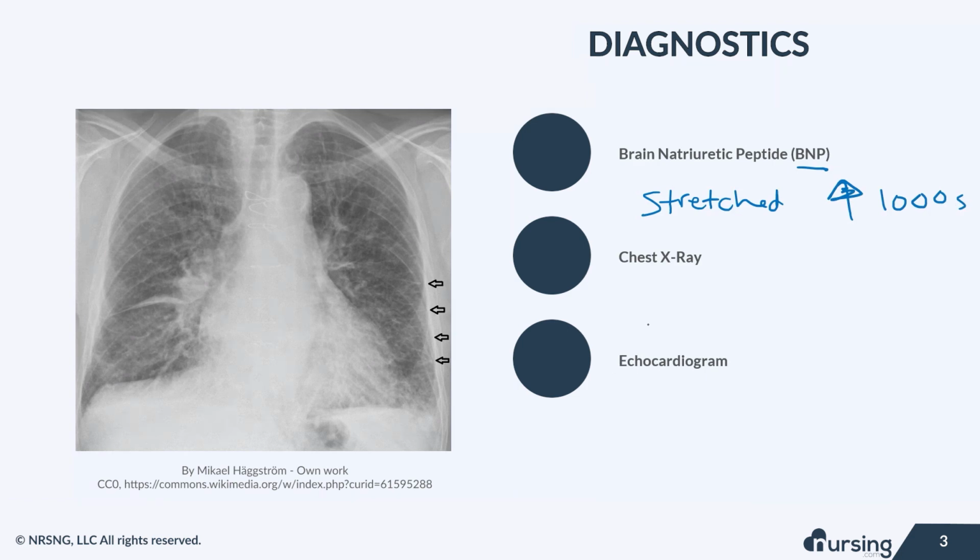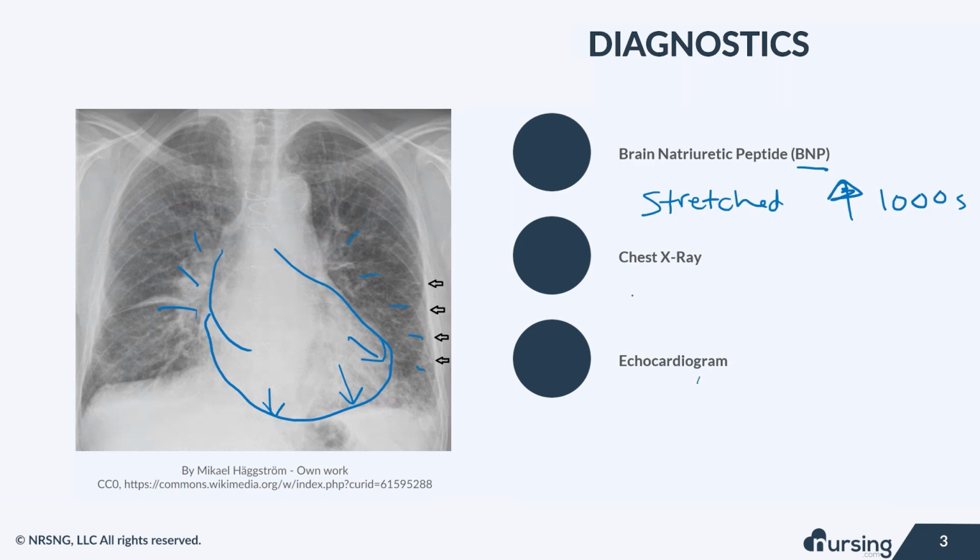Now, we'll also do a chest x-ray, which could show a couple of things. You may see that the heart is actually enlarged because of the overload and that stretch in the ventricles that's pushing out and it's making the muscles dilate out. And then you may also see fluid in the lungs. That's that pulmonary edema that we're seeing from the congestion.